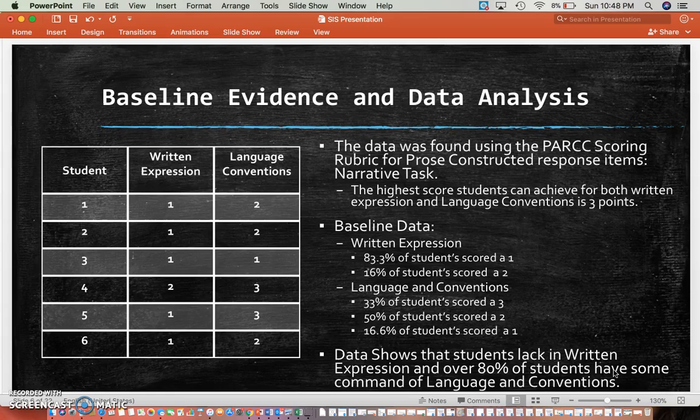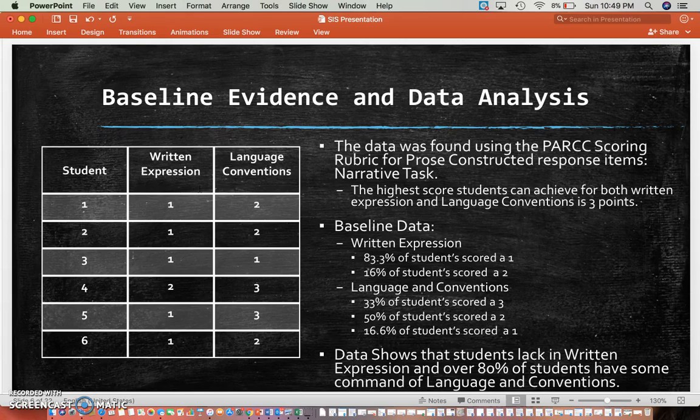My baseline evidence and data analysis. If you look at this chart right here, you'll see that I worked with a total of 6 students. I first gave my pre-assessment to 44 students because our school was departmentalized. The data was found using the PARCC scoring rubric for prose constructed response items narrative task. The highest score students can achieve for both written expression and language conventions is 3 points. After speaking with the reading coach at East Salisbury, she was mentioning to me that what they do with the score is they'll multiply it and double that score.